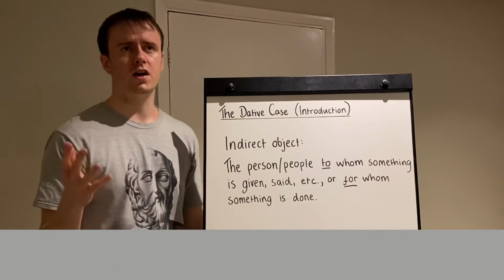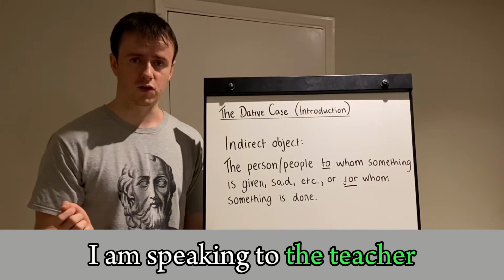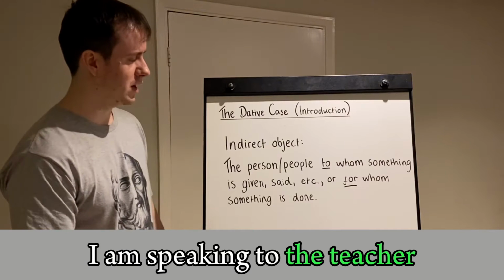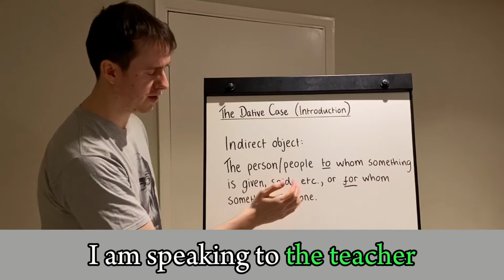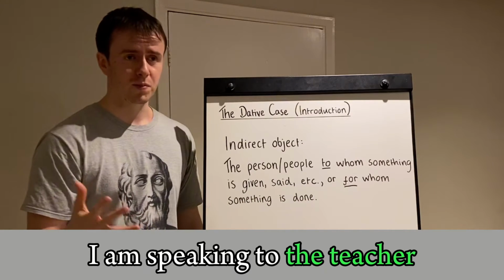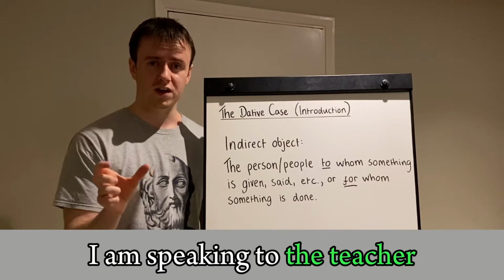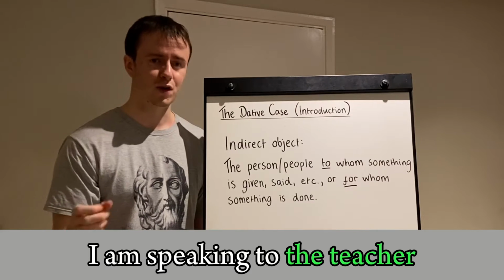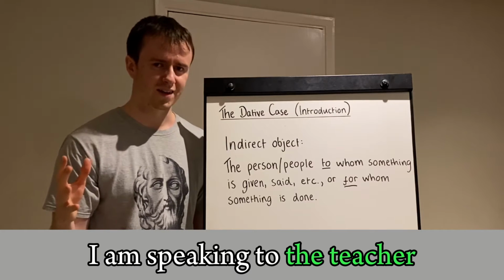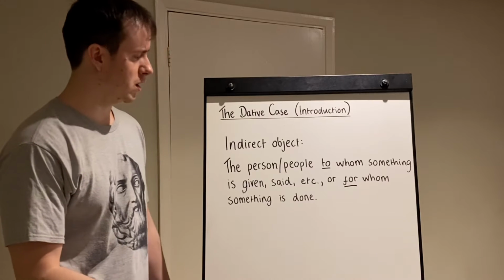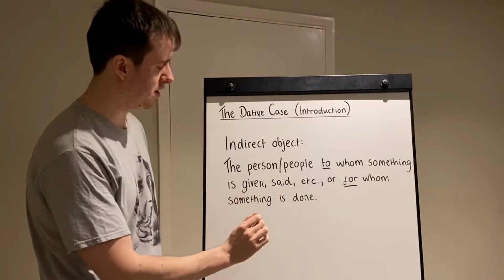Likewise, if you said, "I am speaking to the teacher," there the teacher would also be the indirect object, since the indirect object is the person or the people to whom something is given or said, etc. And in that example, "I am speaking to the teacher," you would once again just put the teacher in the dative case in Greek. Greek would simply put the teacher in the dative case, most of the time at least. So I've given you two examples of the indirect object being the person to whom something is given or said.